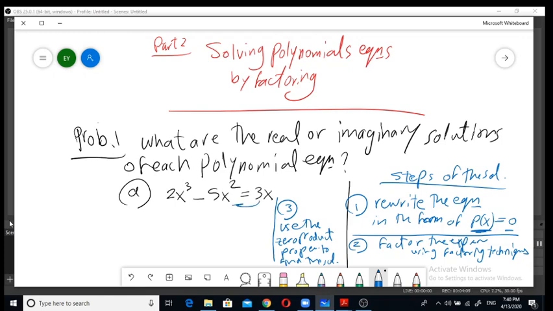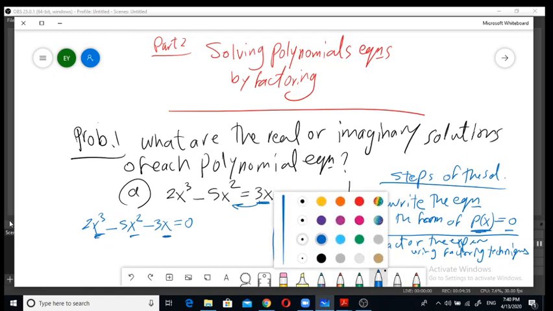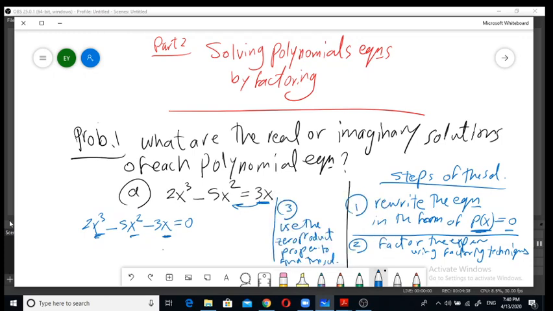So we are going to move this part to the left side. It will be 2x cubed minus 5x squared minus 3x equal to 0. As you see, we have x cubed, x squared, x. So we are going to use the GCF, factor out by GCF.